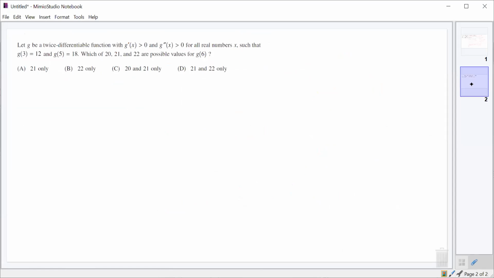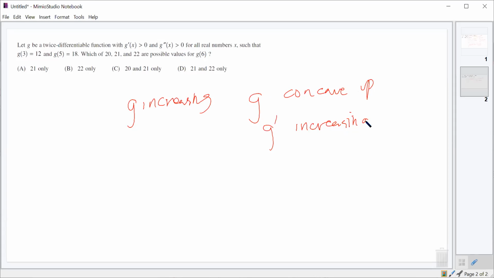Okay. All right, then this other one, we had a twice differentiable function where g prime is positive. So that's going to tell us g is always increasing. And g double prime is always positive. So that's going to tell us that g is concave up. It also tells us that g prime is increasing, right? And g prime represents the slopes of g. So we know that g itself is increasing, as well as the slopes of g are also always increasing.